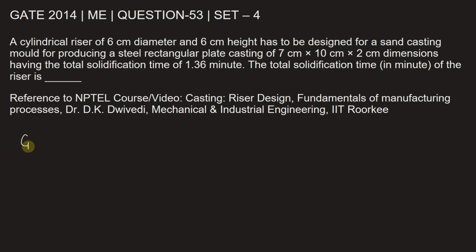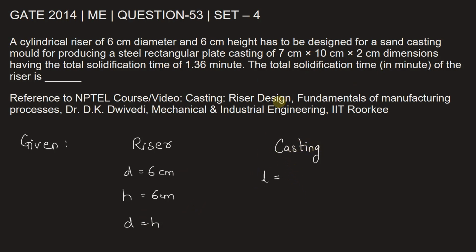Let's write the given information. For the riser, it is given that the diameter is 6 cm, its shape is cylindrical, and its height is 6 cm. So D and H are equal to each other. For casting, we have a steel rectangular plate. Dimensions are also given, which, if we take in the order L, B, H, are length 7 cm, breadth 10 cm, and height 2 cm. We'll take thickness to be 2 cm. It has a solidification time of 1.36 minutes. So let's write T for casting is 1.36 minutes.